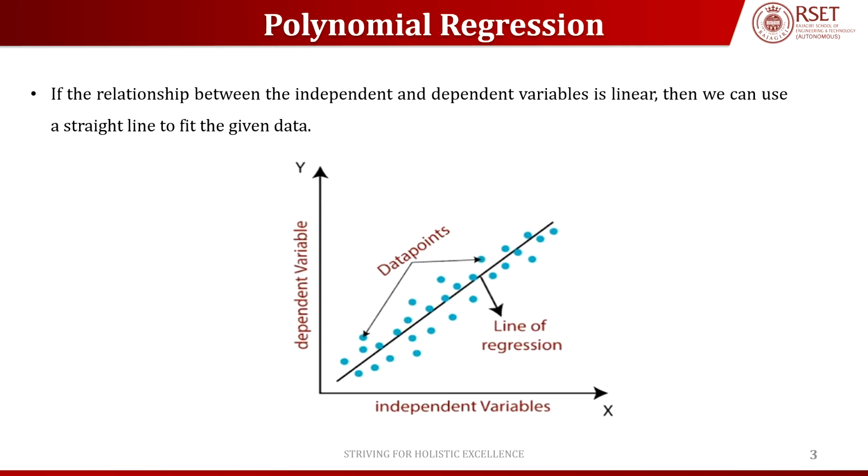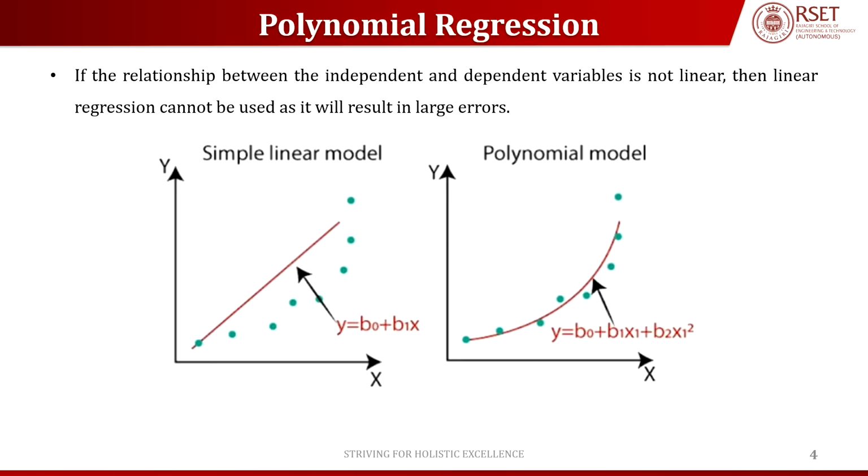But what if the relationship between independent and dependent variables is non-linear? In that case, we may not be able to fit the data points using a simple straight line. In that case, we have to use a polynomial model. That is, if the relationship between the independent and the dependent variables is not linear, then linear regression cannot be used as it will result in larger errors.